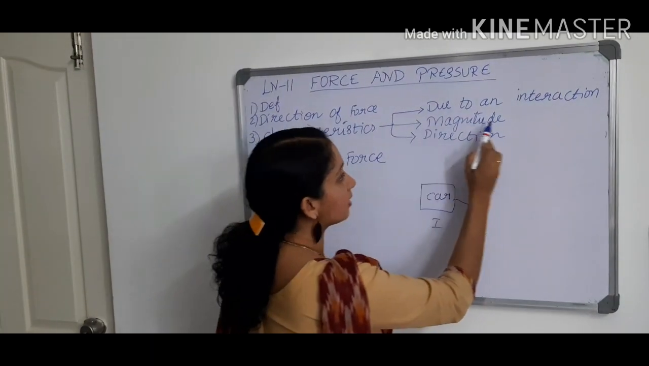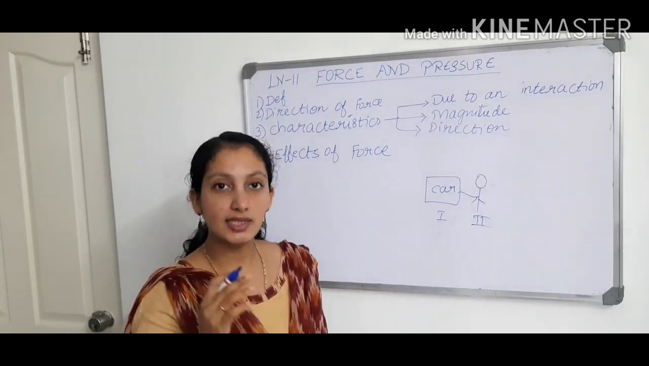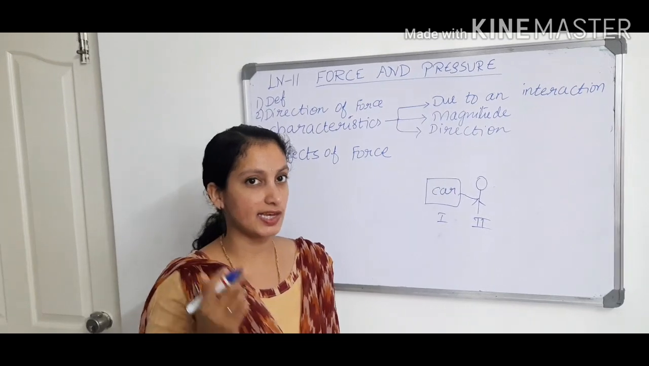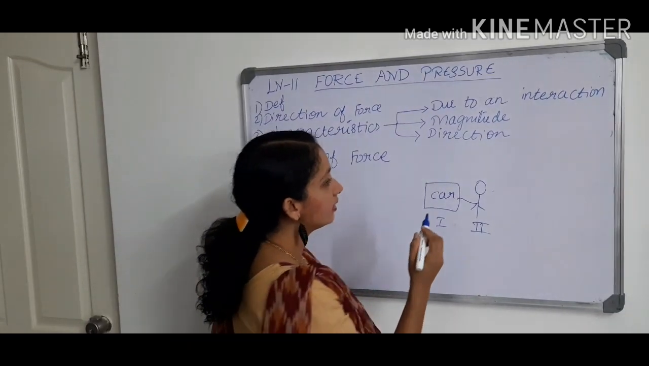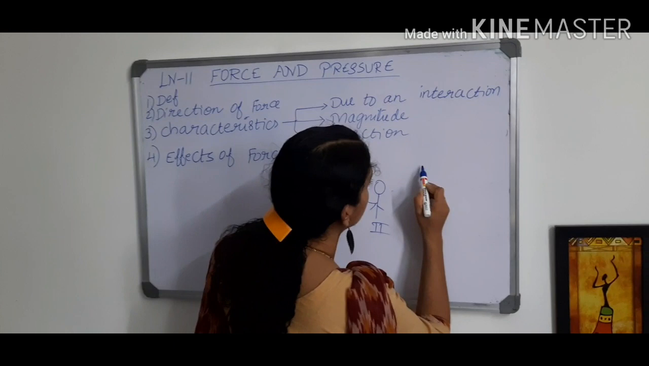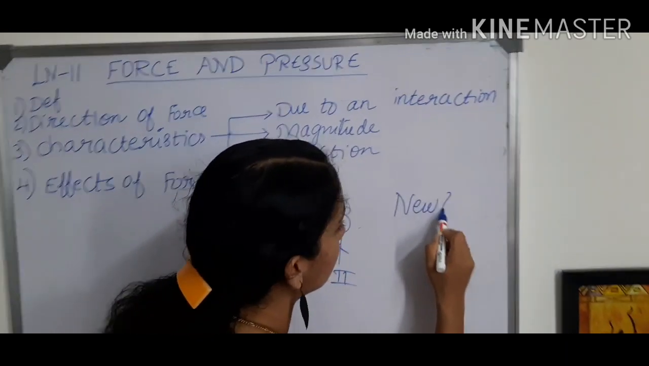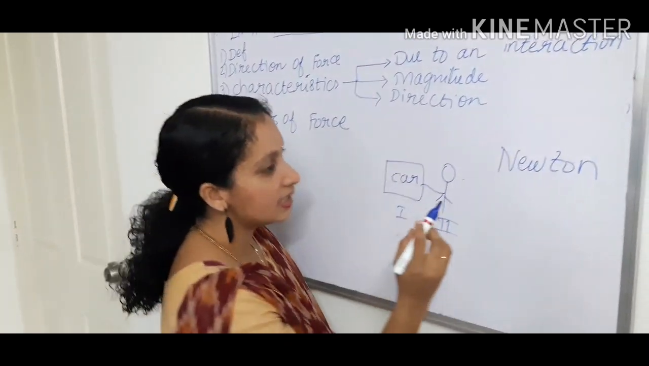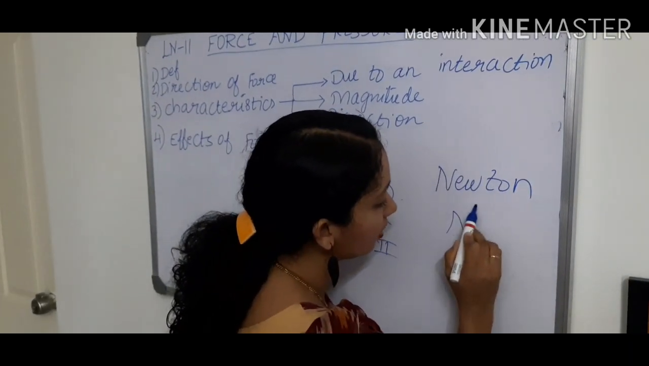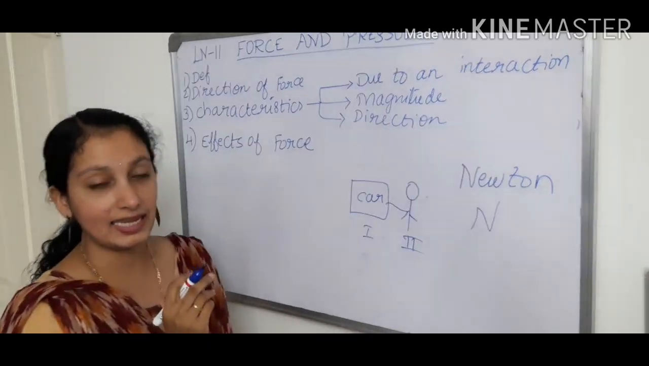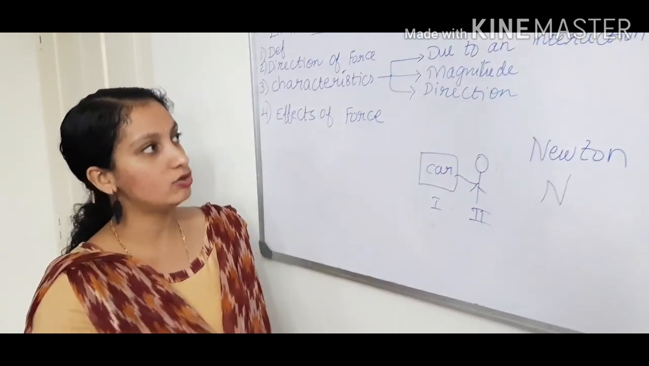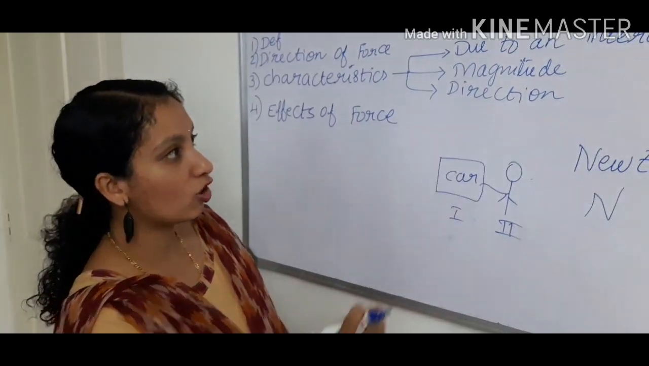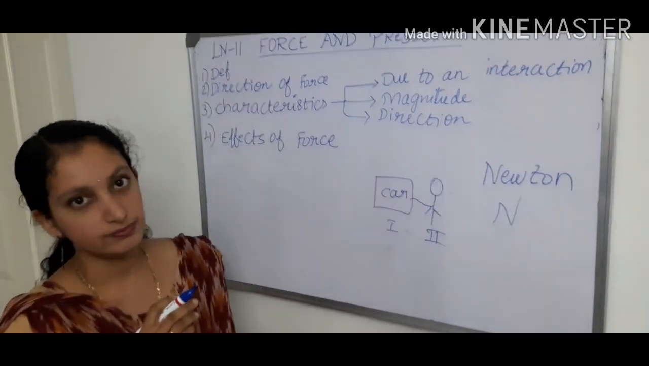The second one is magnitude. What does magnitude mean? The strength of the force is called magnitude. This magnitude is expressed by the unit Newton. Newton is the SI unit of force. It is expressed only by its first letter, capital N. So Newton is the SI unit of force, and the strength of the force is called magnitude.